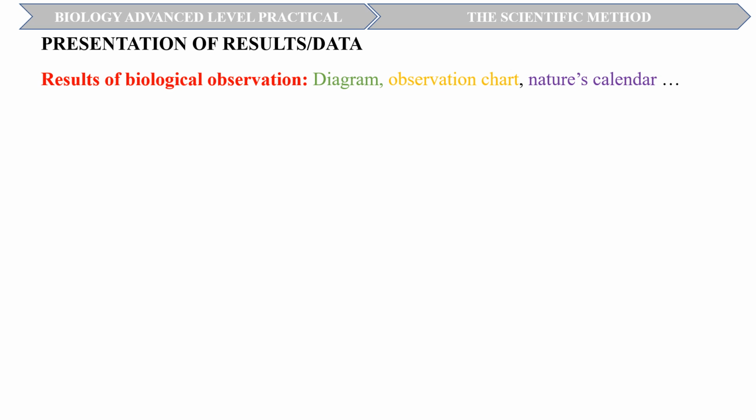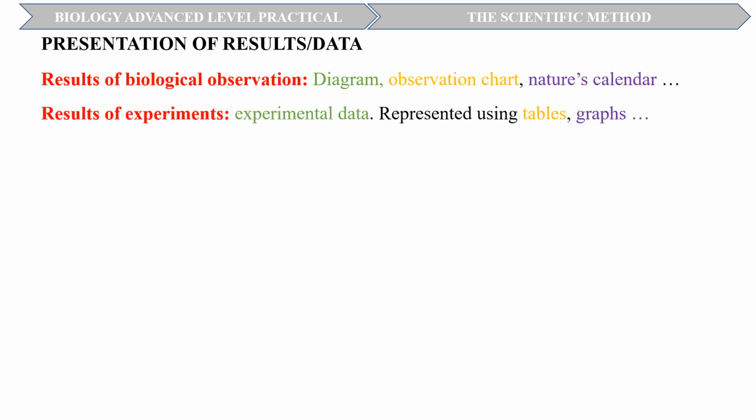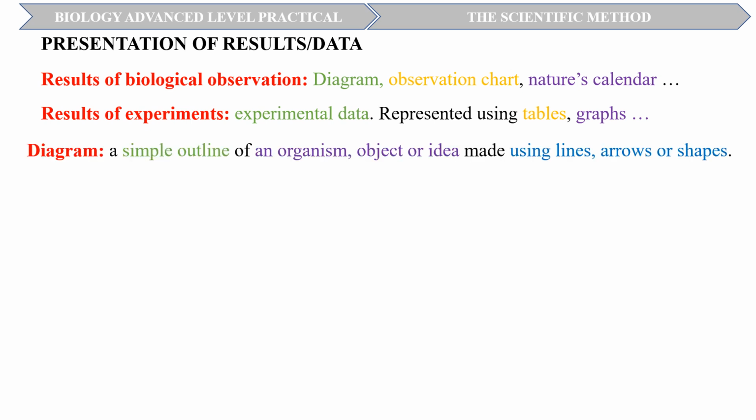with your practical work. In hypothesis-based studies based on experimentation, the variations of the dependent variable with respect to the independent variable are recorded as experimental data. These results can be presented in tables or graphs. The structure of a living thing or its part is best represented using a diagram. A diagram is a simple outline of an organism, object, or idea. It is made using lines, arrows, or shapes.